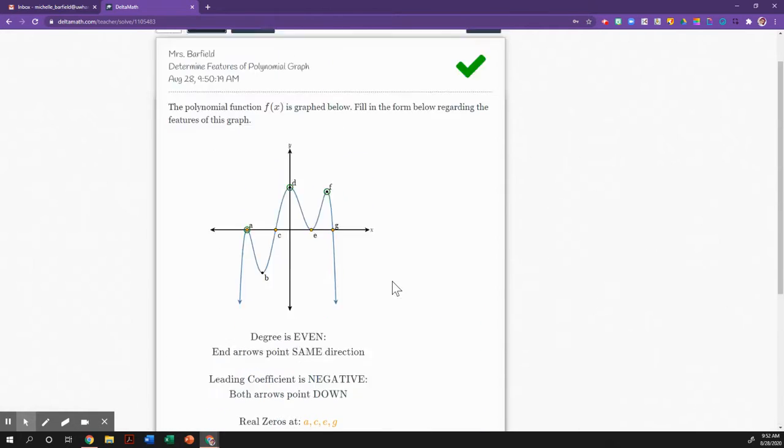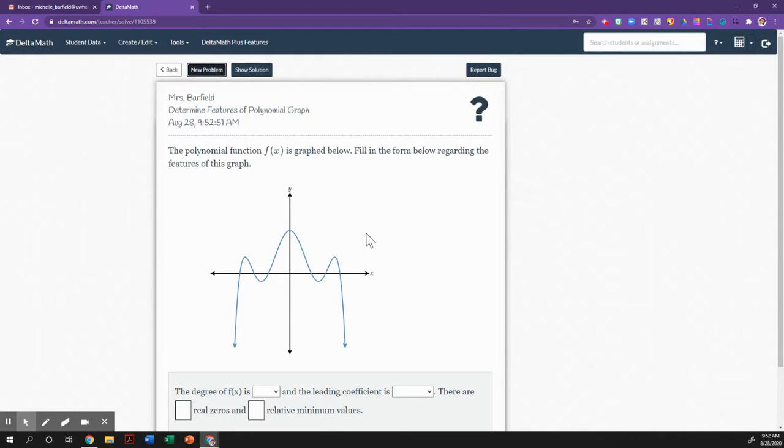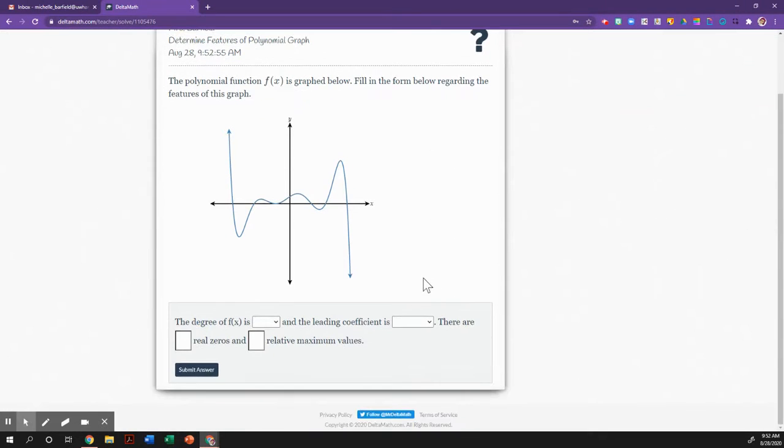All right, let's try another one. That one's just like it. Let's get to a different one. There we go. The polynomial function f of x is graphed below. Fill in the form. The degree. Since my arrows are pointing in different directions, odd. That's the degree. So that means the exponent is like x to the 3rd, x to the 5th, x to the 7th. That's what it's saying.